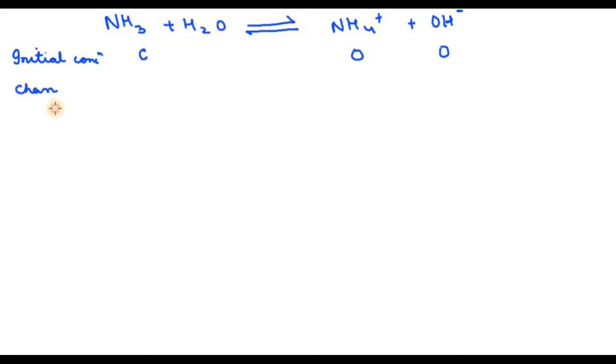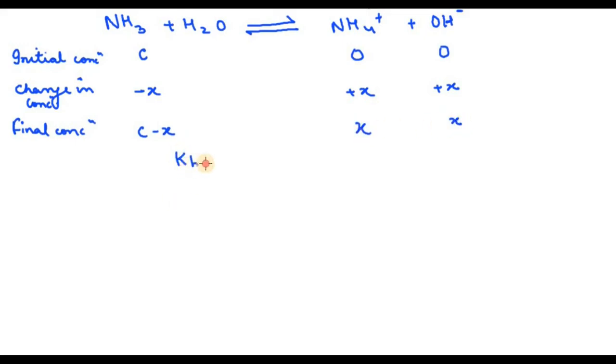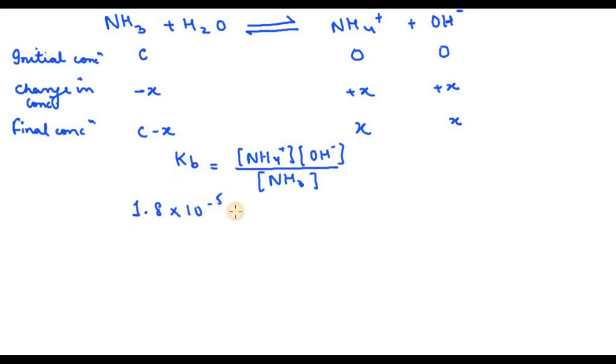Then we will write the change in concentration. So here we will write minus x, and here plus x and plus x. So the final concentration will be C minus x, plus x and plus x. So let's write the expression for Kb. We know Kb is equal to concentration of products over concentration of reactant, and the value of Kb is already given in the question, that is 1.8 times 10 to the power minus 5.